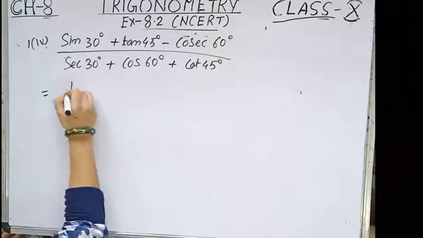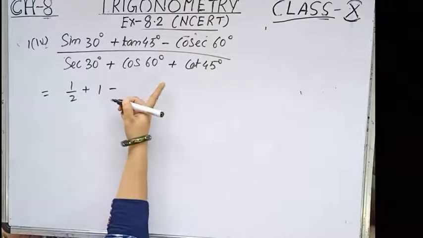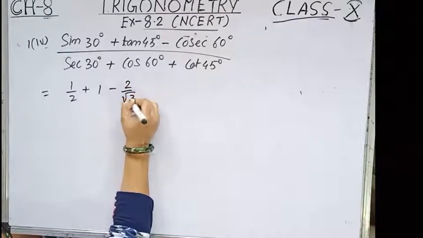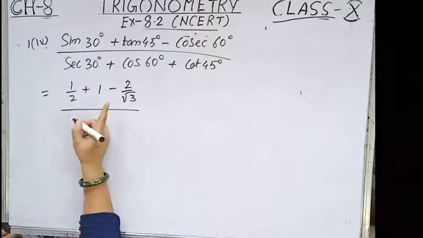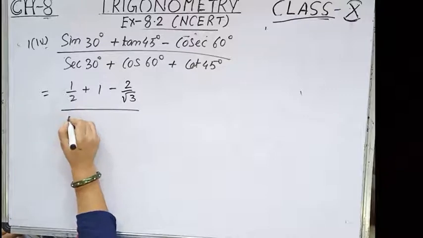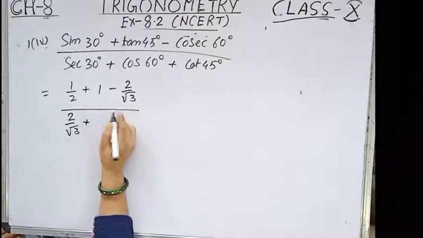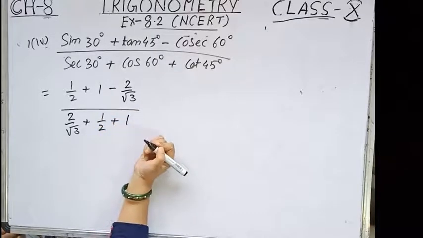Now sin 30 value is 1 by 2, tan 45 is 1, cosec 60. So sin 60 is root 3 by 2, so cosec 60 will be 2 by root 3. Now sec 30, cos 30 is root 3 by 2, so sec 30 will be equal to 2 by root 3, plus cos 60. Cos 60 is 1 by 2 and cot 45 is 1.